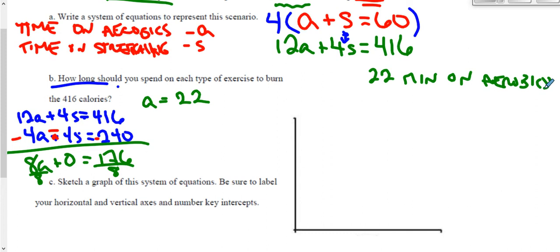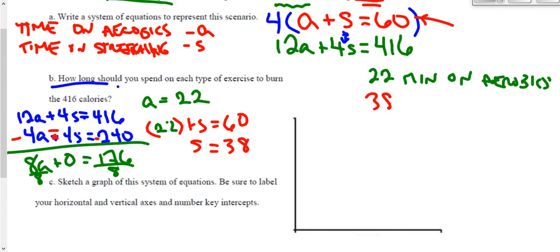Okay, let's plug that back into either equation to solve for S. I'm going to plug it into the top equation because it's easier. So A plus S equals 60, and A I've just discovered is the number 22. So if I subtract 22 from both sides, I can find out that S is 60 minus 22, which is 38. So I spent 38 minutes on stretching, which I'm out of room for, so I'm going to write stretch.